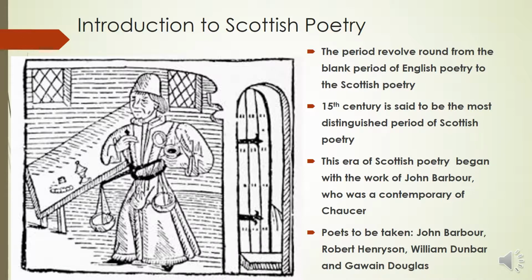So the 15th century is said to be the most distinguished period of Scottish poetry. It is said to be the most distinguished. Do not forget that in Scottish poetry, this was the distinguished period. Now this era of Scottish poetry began with the work of John Barbour, who was a contemporary of Chaucer. Do not forget John Barbour, he is important.